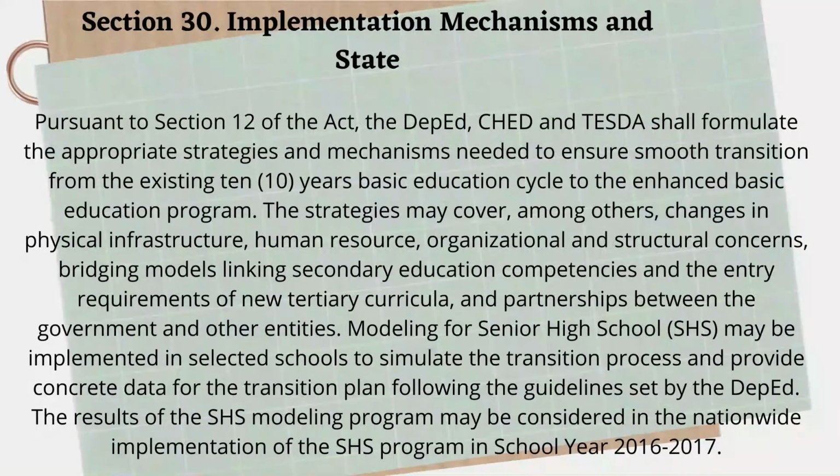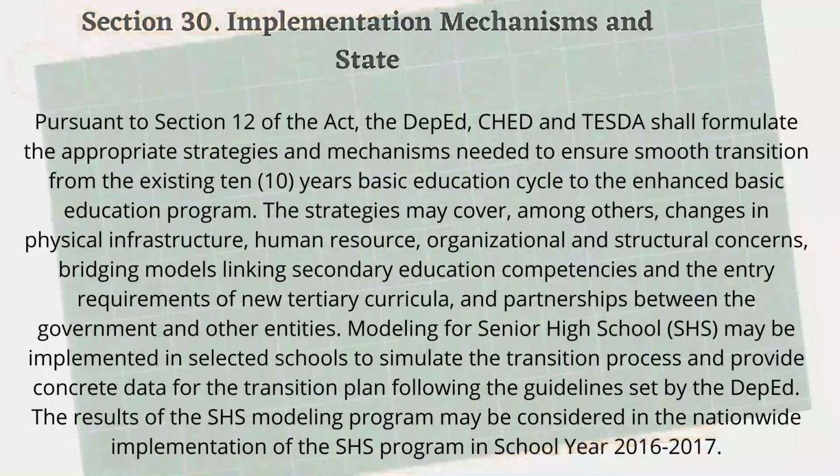The strategies may cover, among others, changes in physical infrastructure, human resource, organizational, and structural concerns, bridging models, linking secondary education competencies and the entry requirements of new tertiary curricula, and partnerships between the government and other entities. Modeling for senior high school may be implemented in selected schools to simulate the transition process and provide concrete data for the transition plan. Following the guidelines set by the DepEd, the results of the senior high school modeling program may be considered in nationwide implementation of the senior high school program in school year 2016-2017.